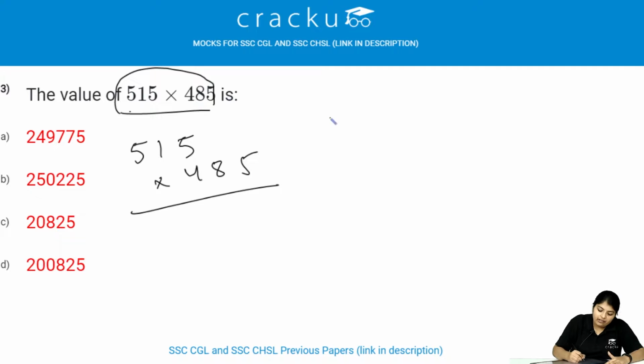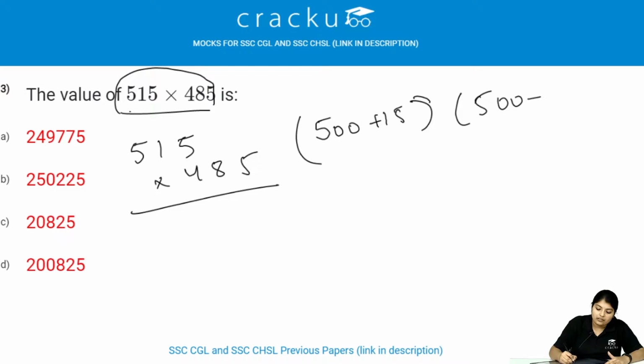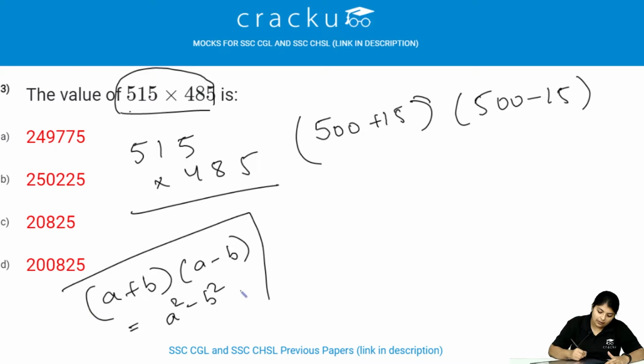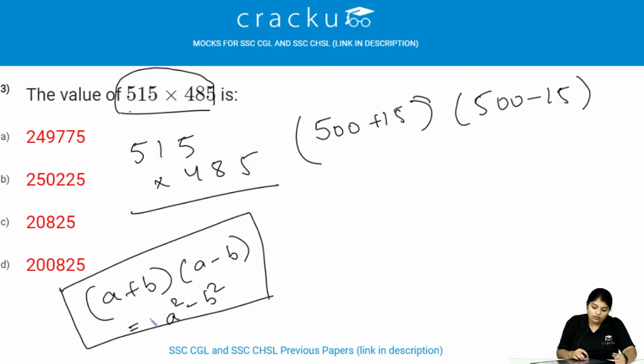It is 515 into 485. 515 is 500 plus 15 and 485 is 500 minus 15. Now this is in the form of (A plus B) into (A minus B), which is equal to A square minus B square. This is the basic algebra formula that we all know. So using this formula, now we will solve this. Now this is A, this is B.